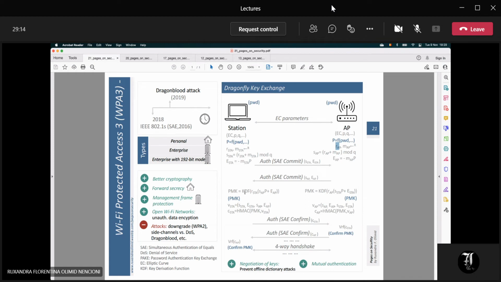As I was saying, it's a key derivation function that depends on these values that are chosen in this exchange of messages. So this is the main important reason for which we have the Dragonfly key exchange used in SAE, simultaneous authentication of equals. So that was the purpose indeed. Okay, perfect.